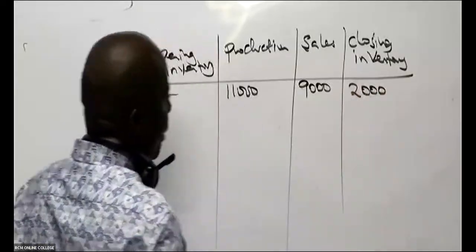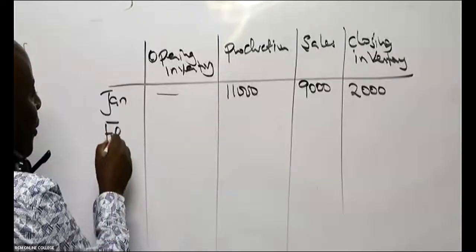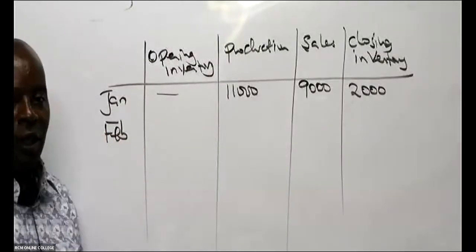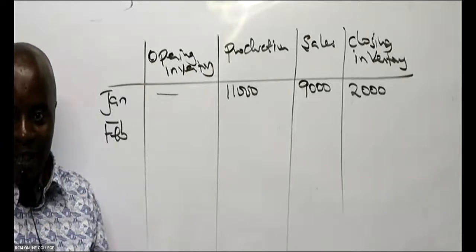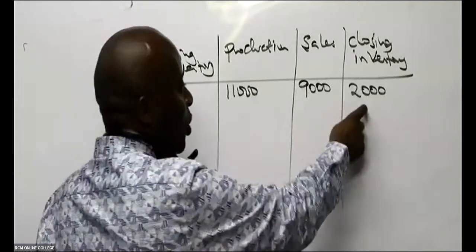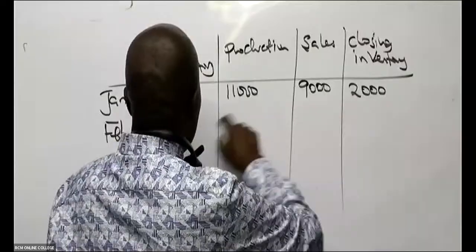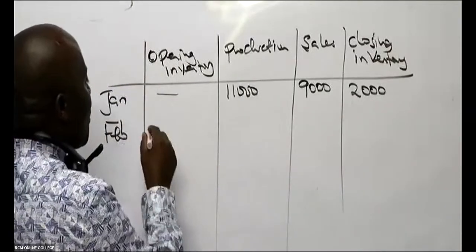2,000. We go, ladies and gentlemen, to February. Who can tell me, what do you think will be the opening inventory for February? 2,000, yes. What we had here as the closing stock in January becomes the opening stock in February.